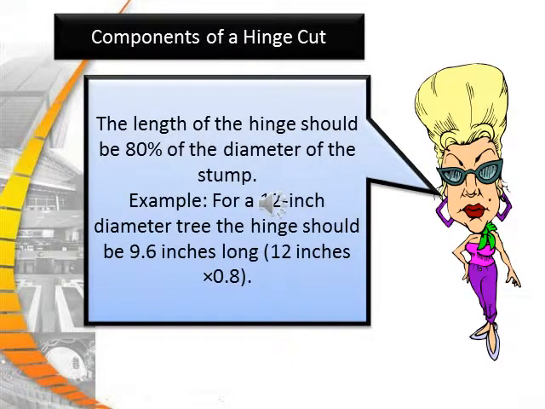Components of a hinge cut. The length of the hinge should be 80% of the diameter of the stump. For example, a 12-inch diameter tree should have a hinge 9.6 inches long. You got 12 inches times 0.8.